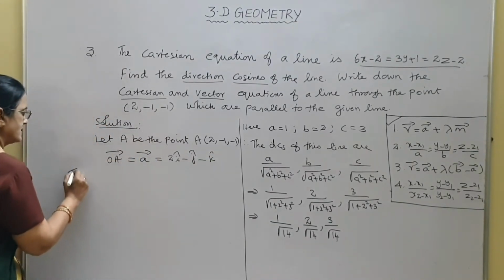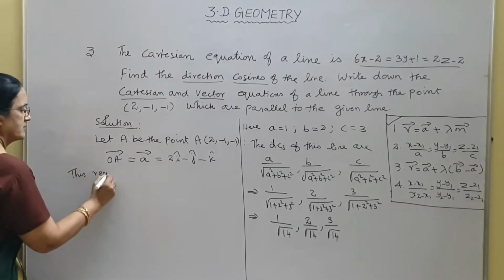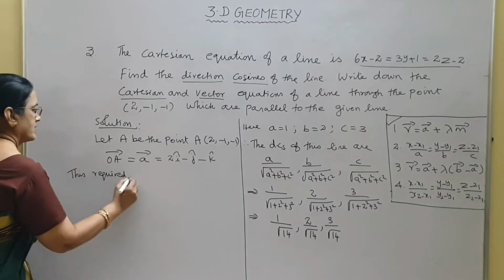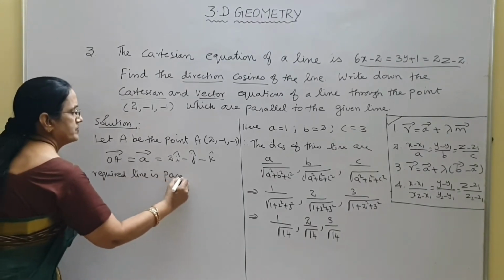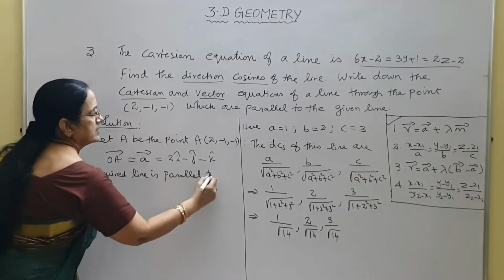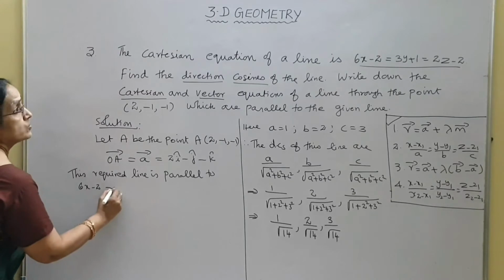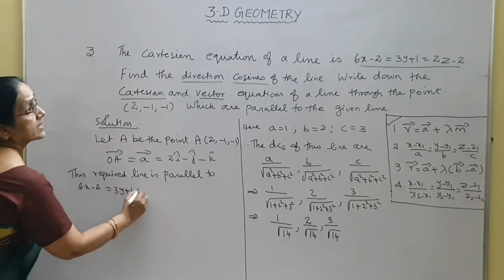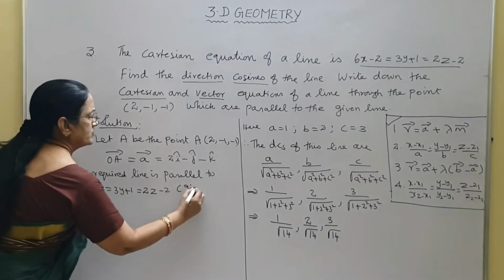This line is this required line, parallel to (6x minus 2)/... equal to 3y plus 1 equal to 2z minus 2. That is what is given to you.